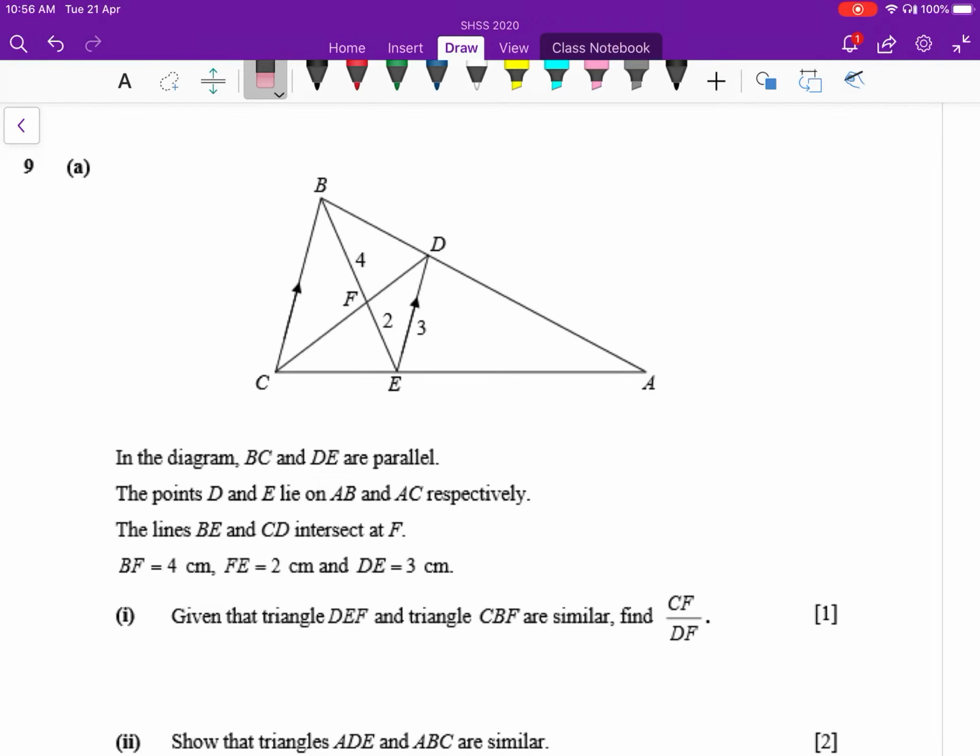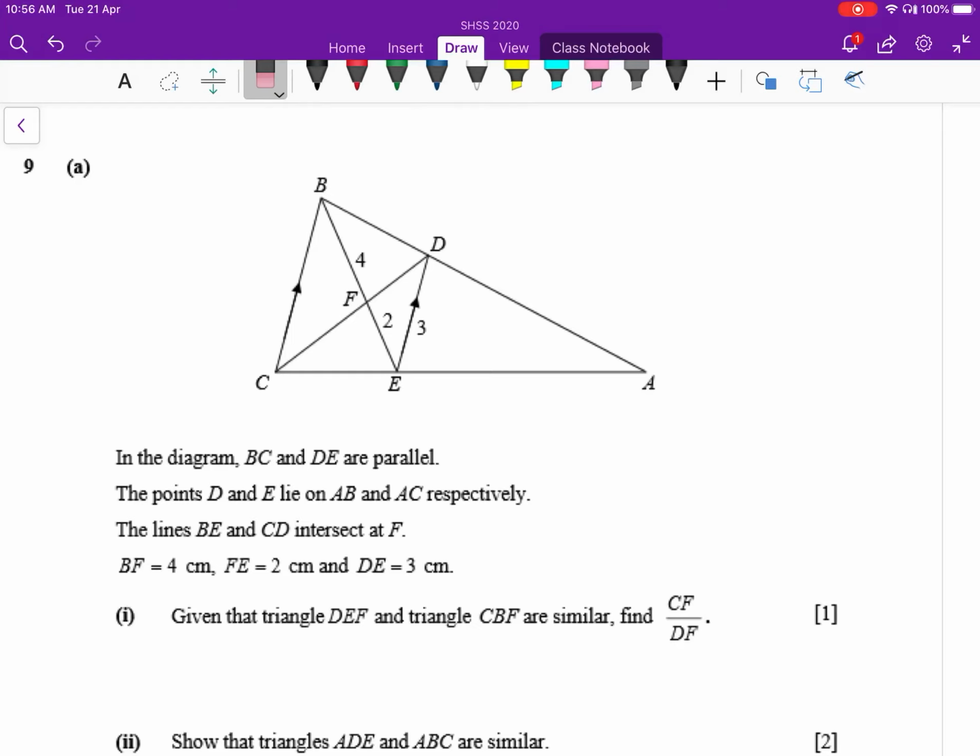Okay, welcome Sec 5 to question number 9, 2017 mid-year exam paper. I'll be going through question 9 today. Now, this is a congruency and similarity question. They say in the diagram BC and DE are parallel. The points D and E lie on AB and AC respectively.